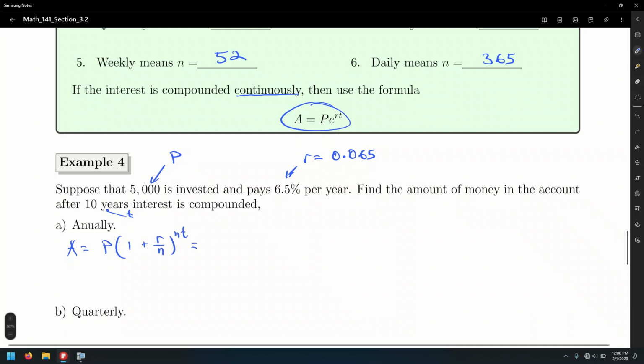So the initial value, which is 5,000, and that's 1 plus R over N. R is 0.065 over N. Since we want to do this annually, N is going to be equal to 1. And raise this to the power n times t, where n is the number of times a year, which is 1, times t, which is the number of years, which is 10.